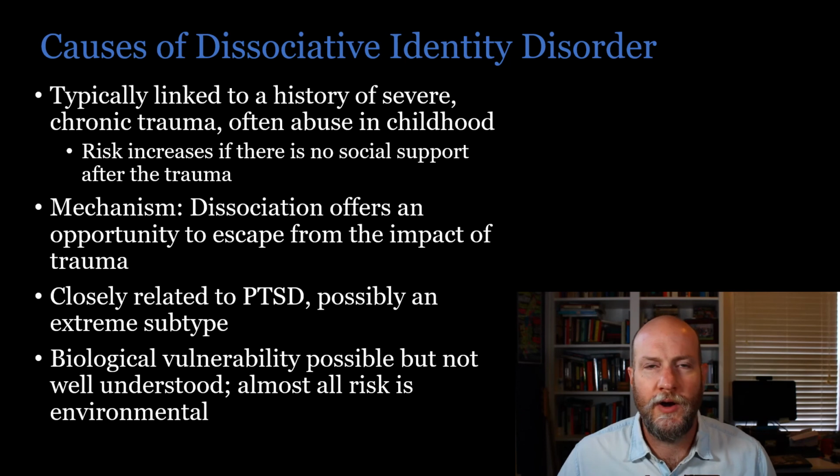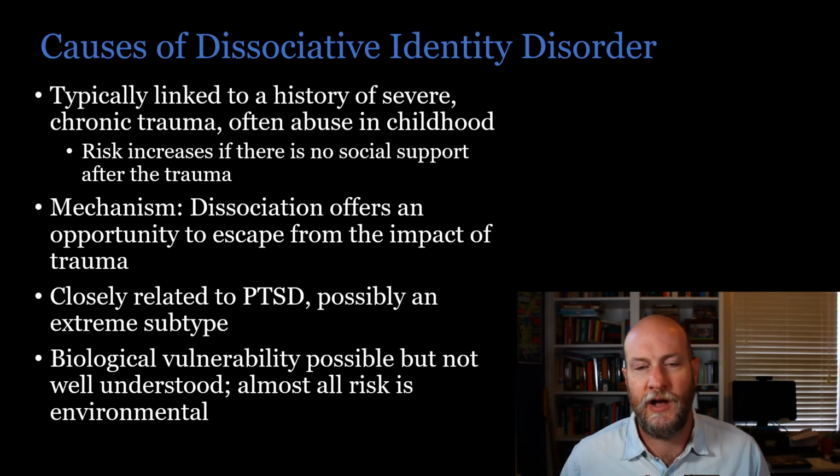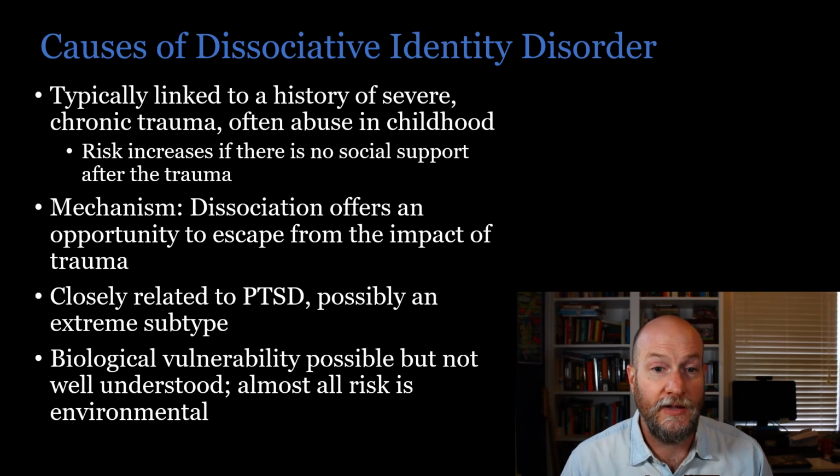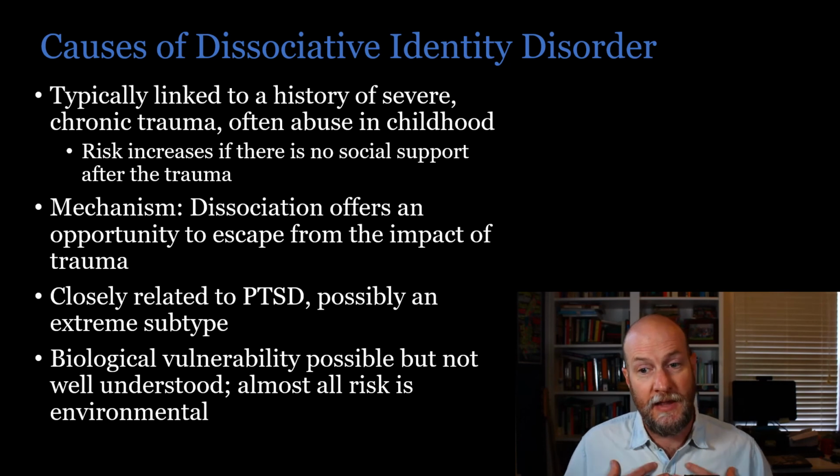So we don't know what causes it, as I said, but there's a really good chance that it's associated, we know it is associated with severe chronic trauma, often abuse in childhood. And the level of social support that that child or individual has is also an indicator. The risk increases if there's not good social support after the trauma. So the idea is that the dissociation, as I mentioned, is an attempt to escape. It's an opportunity to escape the impact of the trauma. It didn't happen to me, it happened to my other personality. And that's a way of, again, escaping something horrific.